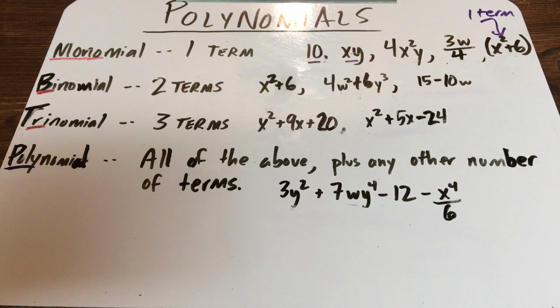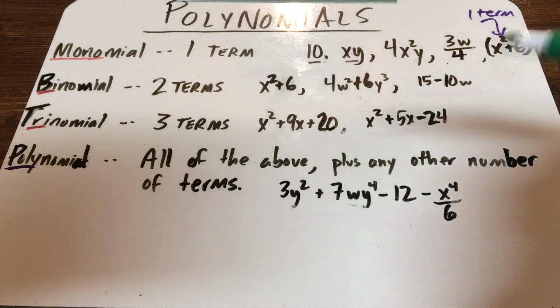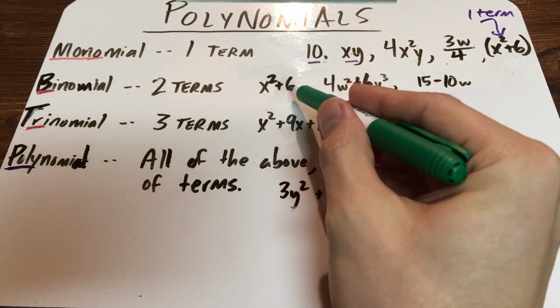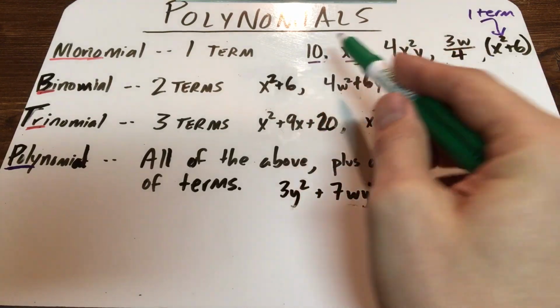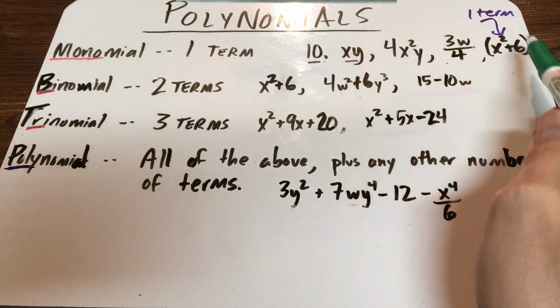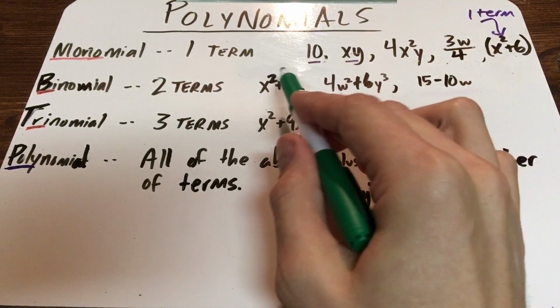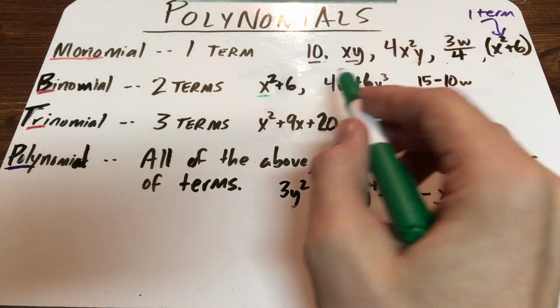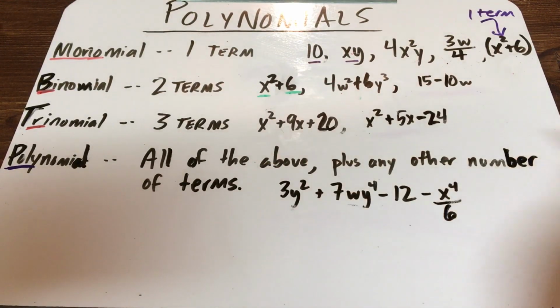Binomial obviously means 2. You have 2 parts that are being added or subtracted, right? So here you have x squared added to 6. See how this is different than the others? There were no adding signs up here until you got to the parentheses on that last one. So we have the x squared, which is the first term. We have the 6, which is the second term, right?